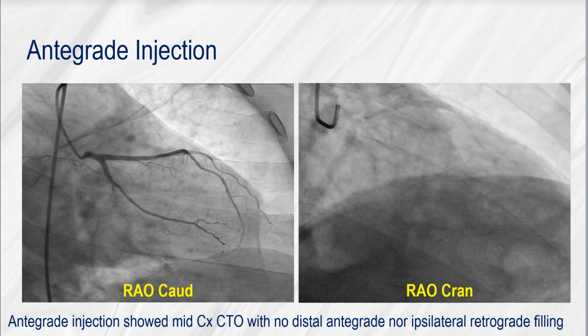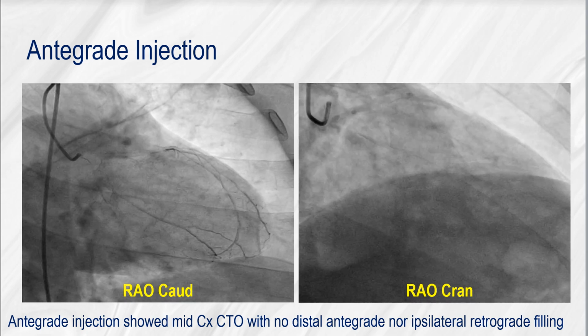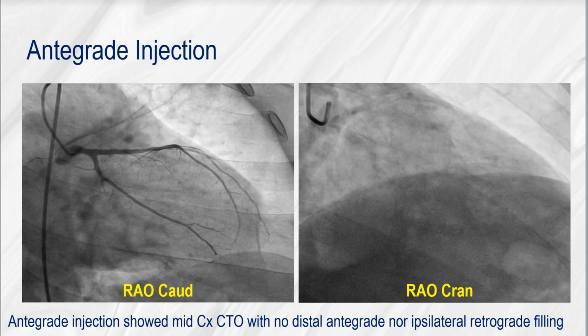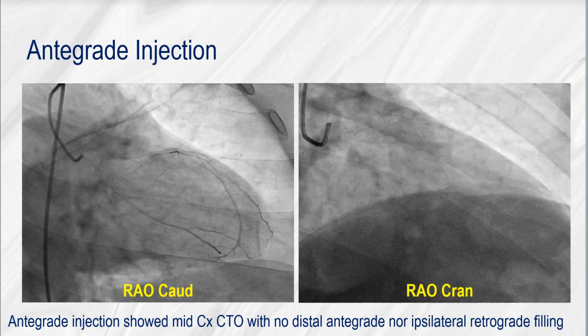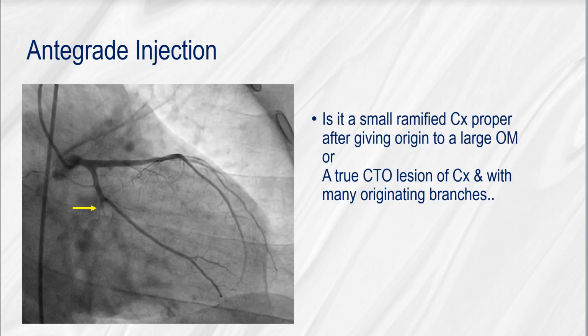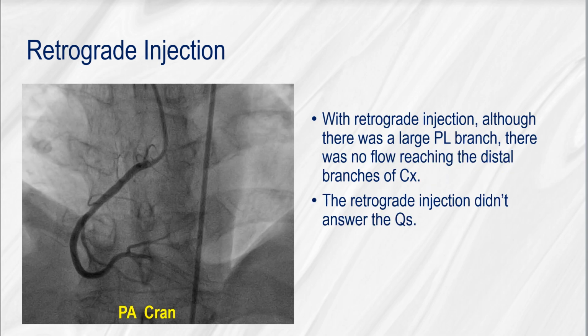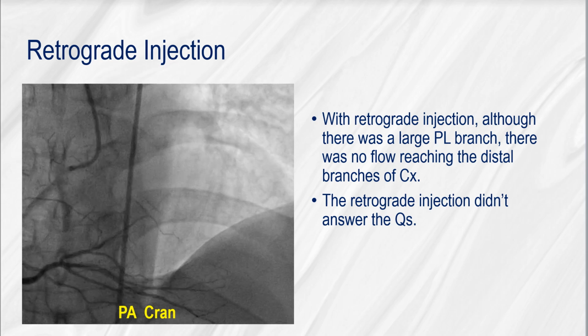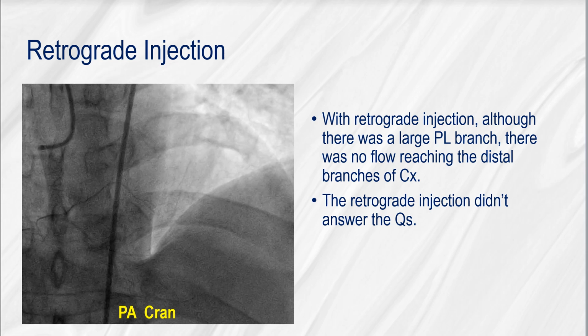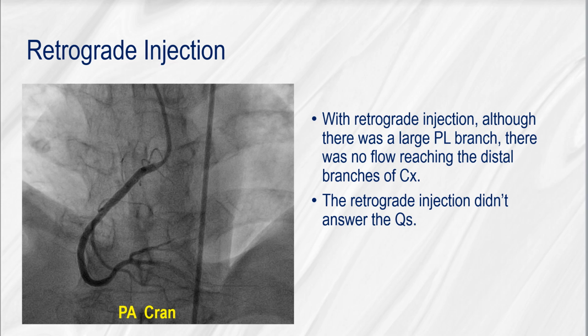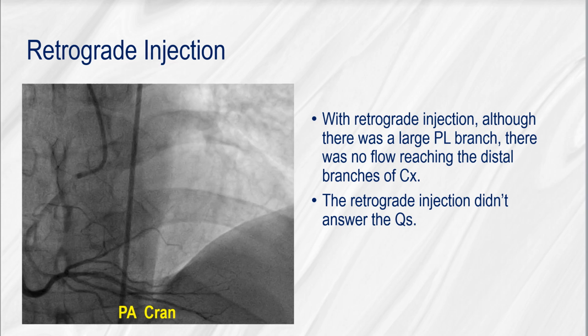Case number 8. Antegrade injection showed a mid-CX-CTO lesion with no distal antegrade nor ipsilateral retrograde filling. Is it a small ramified CX proper after giving origin to a large OM, or a true CTO lesion of CX and with many originating branches? With retrograde injection, although there was a large posterolateral branch, there was no flow reaching the distal branches of CX. The retrograde injection didn't answer the question.